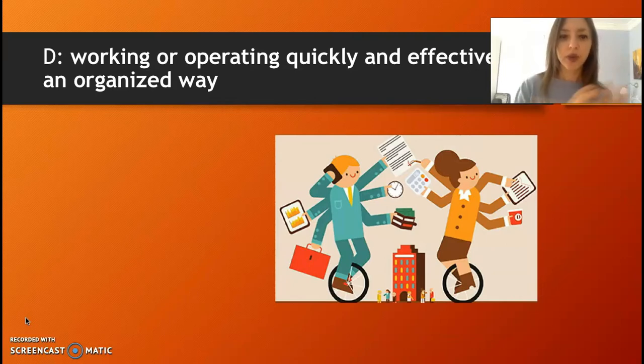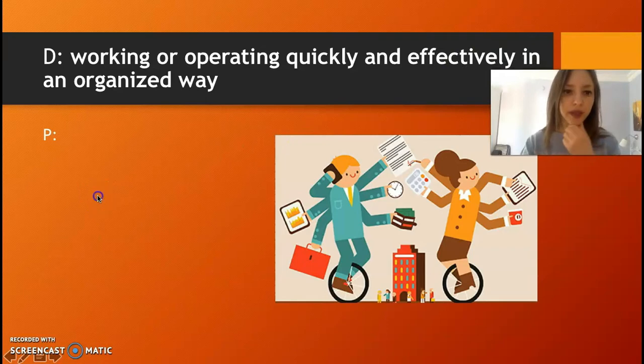Here's the definition. Working or operating quickly and effectively in an organized way. Look at the employees. What are they doing? Multitasking, right? They're not wasting time. In a limited period of time, they achieve lots of things because they are efficient employees. Here's my word. Can you repeat it? Efficient.